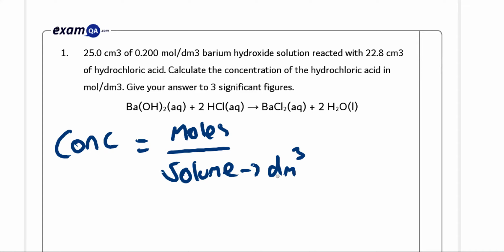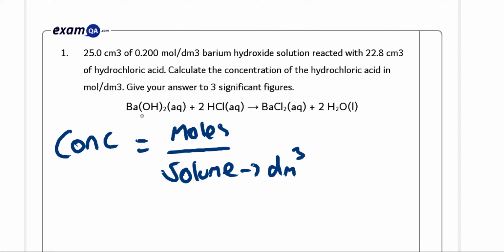So the first thing that we need to do is find moles, because we don't have much information. We know the volume of hydrochloric acid, but we actually want to find the concentration. So the thing that we're missing from our equation is the moles. The end goal of this part of the calculation is basically to find the moles of hydrochloric acid. Once you've found the moles of hydrochloric acid, you can plug all your values into the equation.